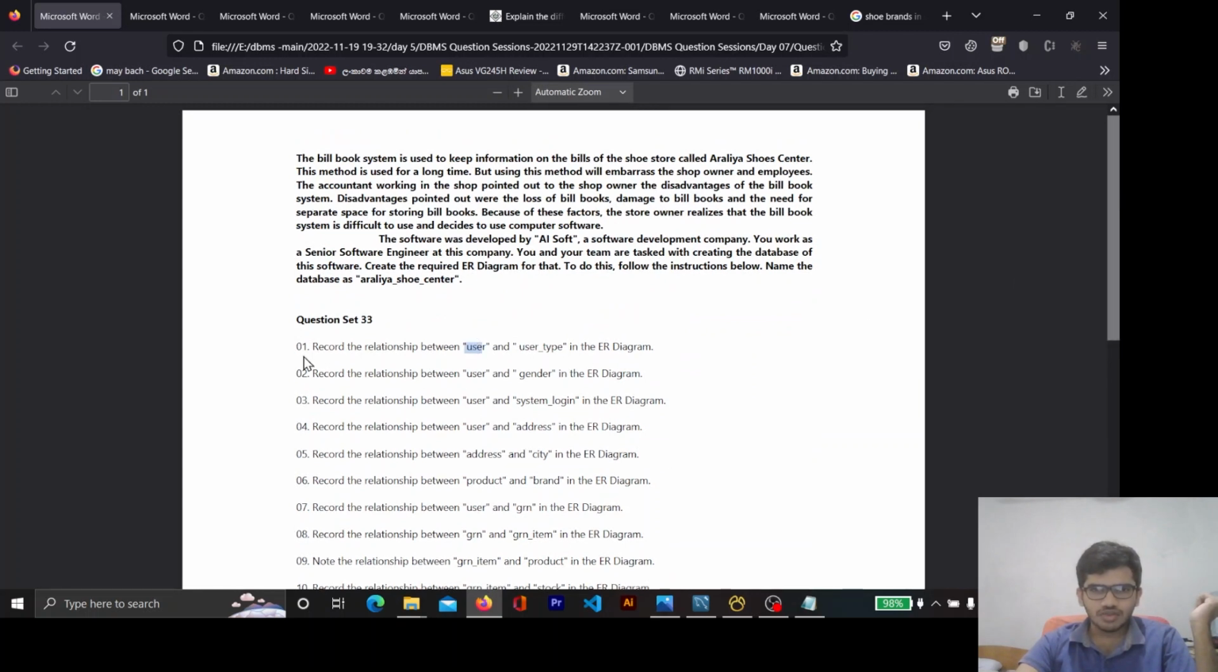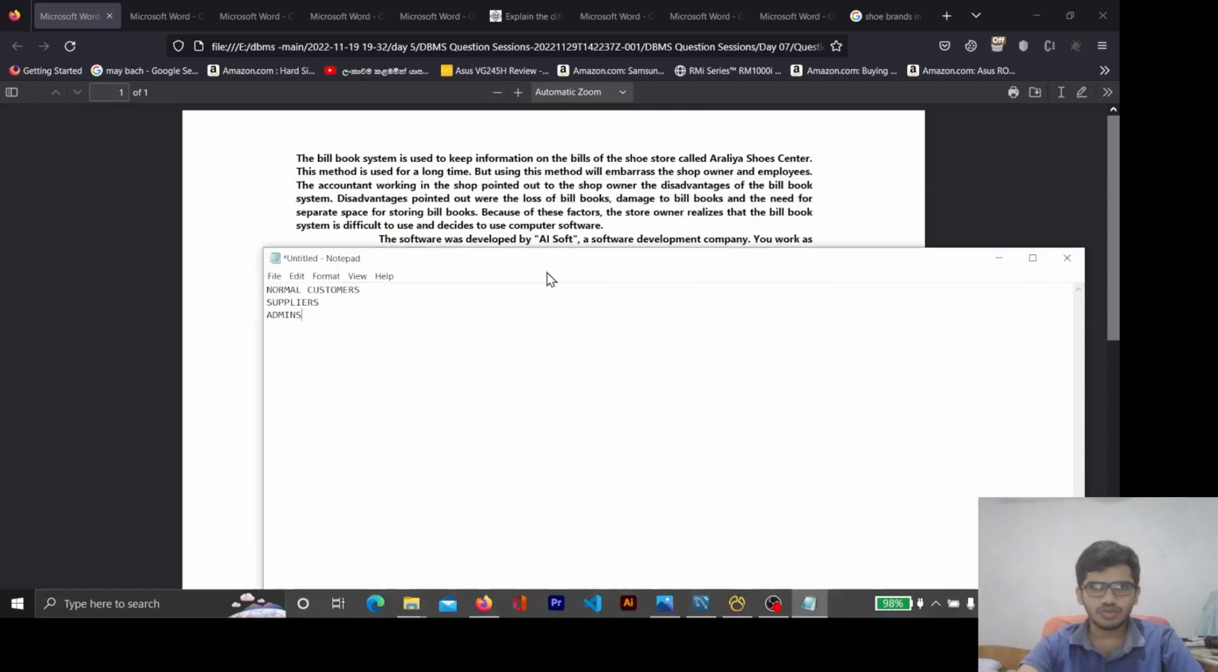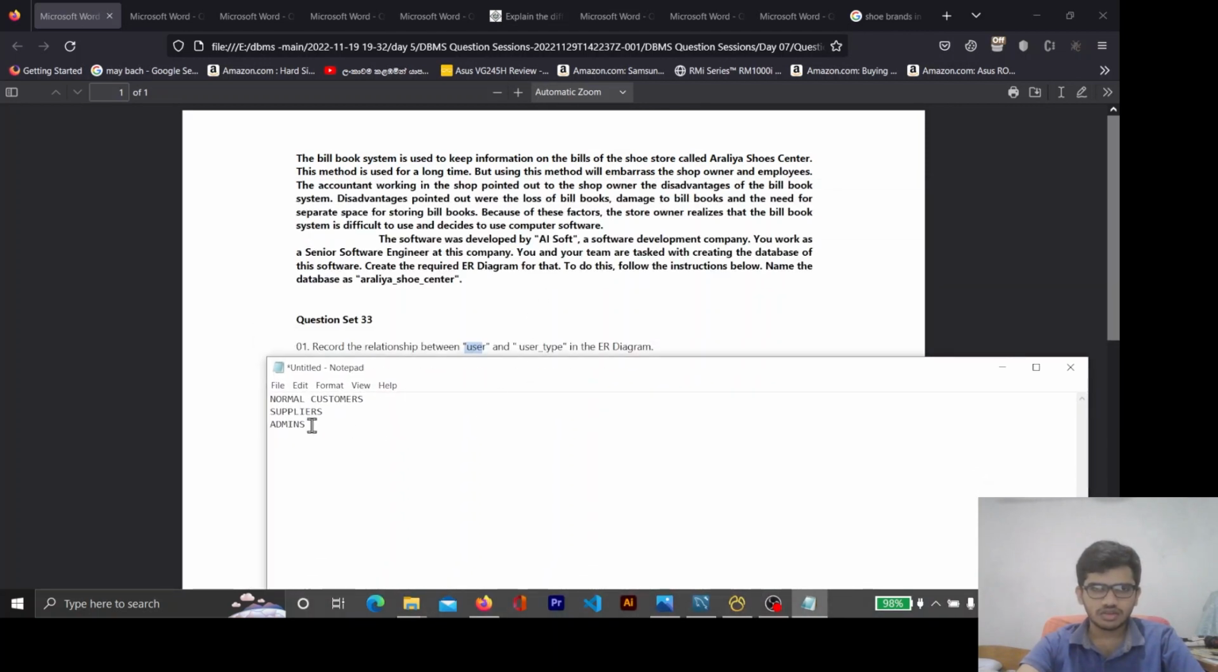For the first question, we have to find the relationship between user and user type. Suppose these are the users I can think of from the top of my head: normal customers, and you could have suppliers, and admins to manage the database. All of this falls into the user category.